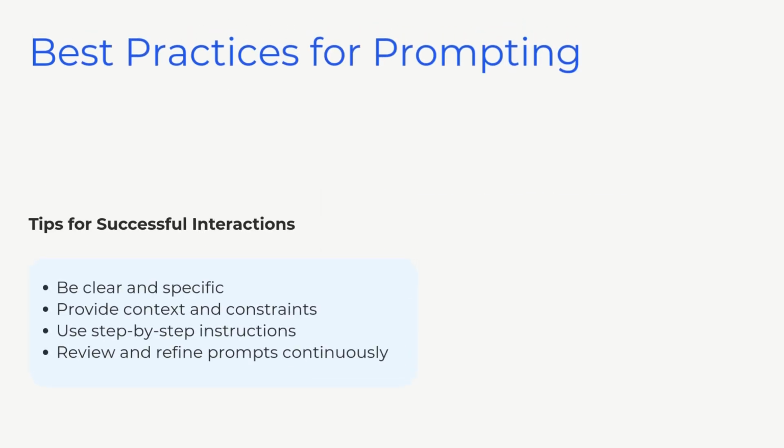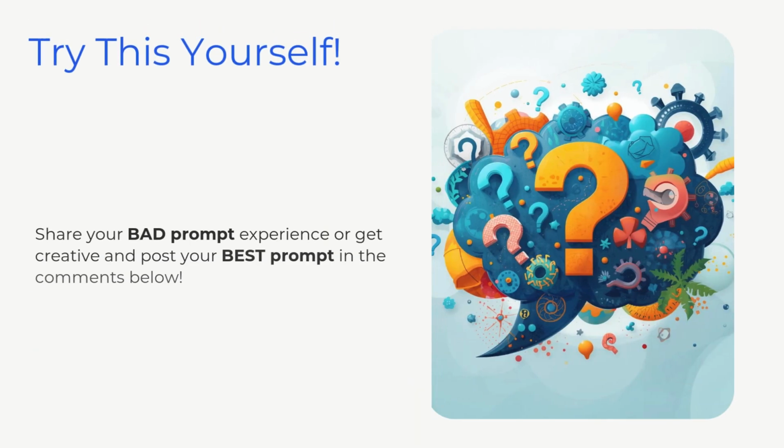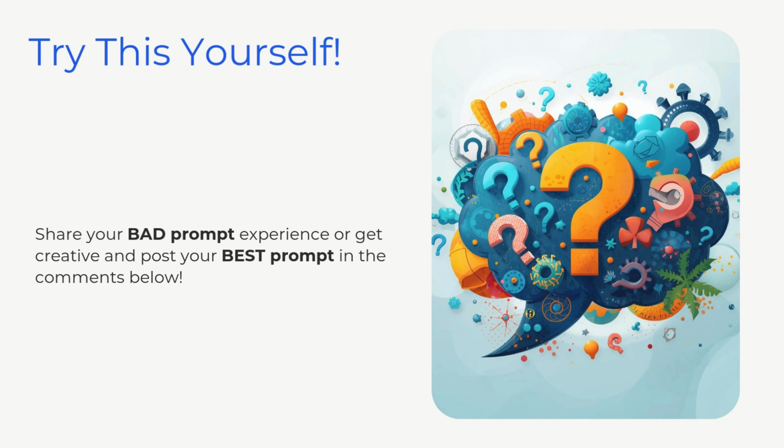These are the habits that make you good with AI. Be clear and specific. Add context and constraints. Use step-by-step instructions when needed. And refine. Treat prompting like steering. Small adjustments get big improvements. Now try it. Share a bad prompt you've used, then rewrite it using job, context, and constraints. You'll be shocked how much the output improves.